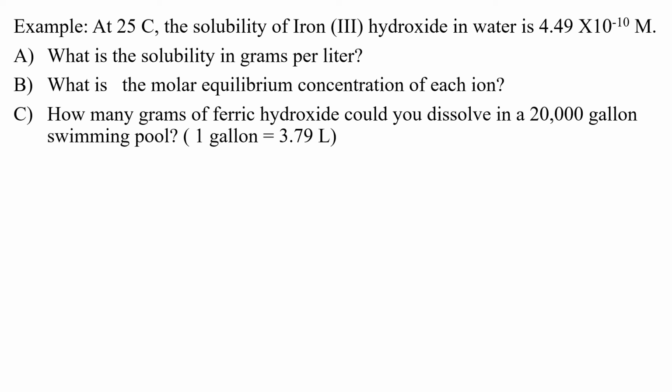Let's do this problem. In this problem, at 25 degrees Celsius, the solubility of iron 3 hydroxide in water is 4.49 times 10 to the negative 10 molar. What is the solubility in grams per liter? So this is simply a unit conversion. We know that M stands for moles per liter. So let's do the unit conversion for A.